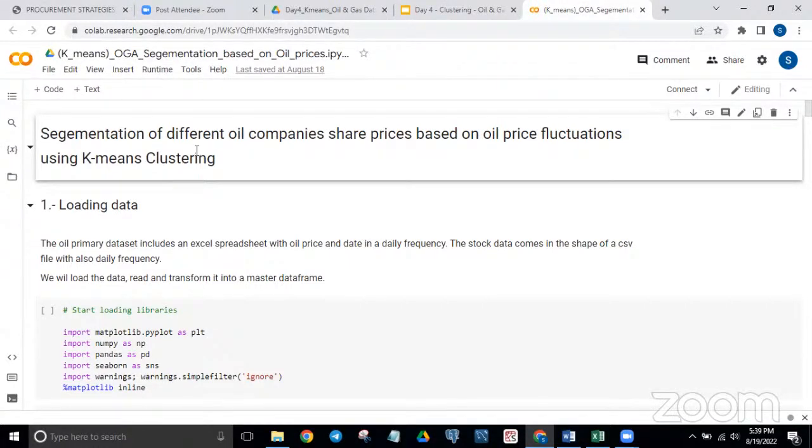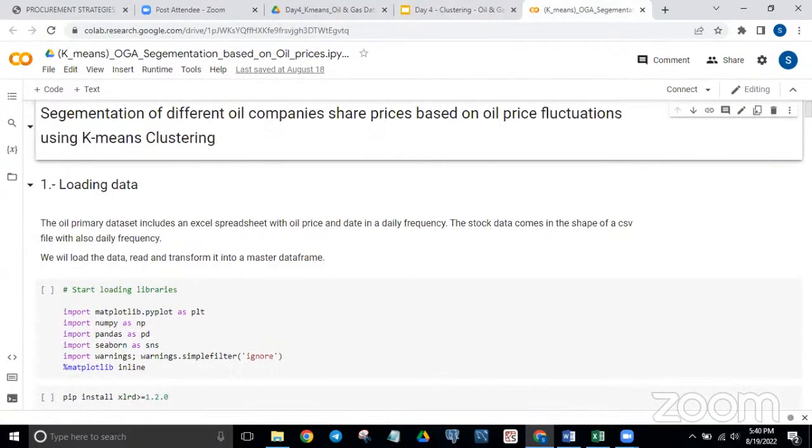We are looking at share prices based on oil prices, how these two values are fluctuating when compared to each other. So we are trying to look into this data. What do we have here? First, I am trying to load this data.